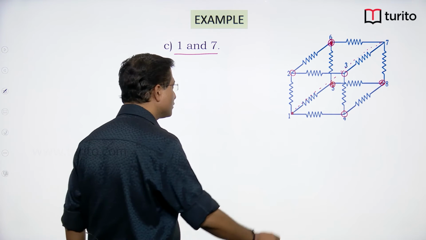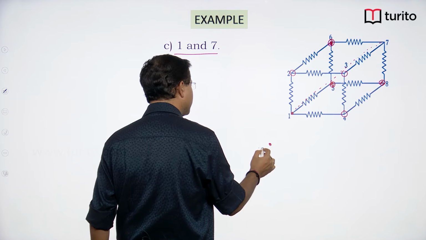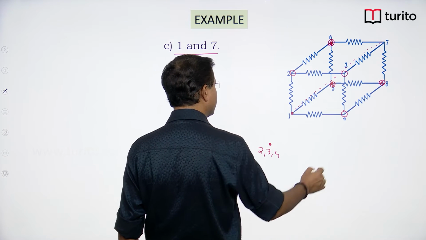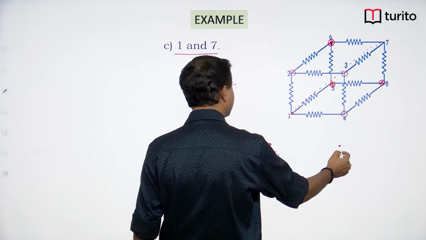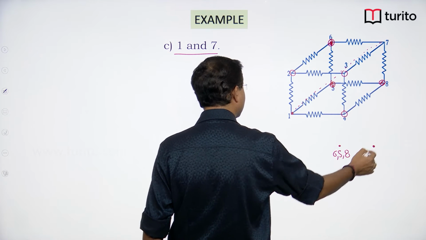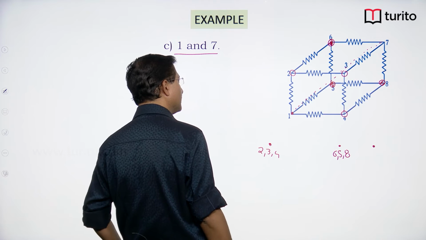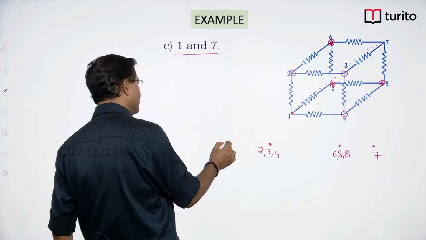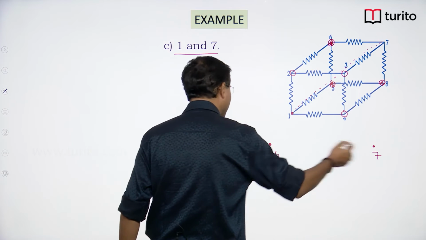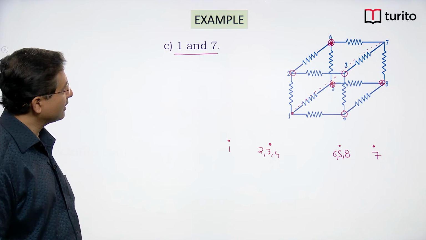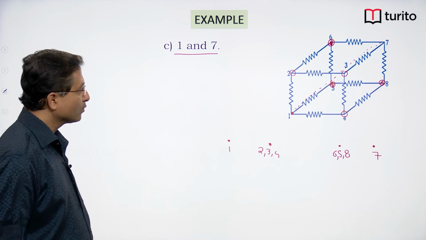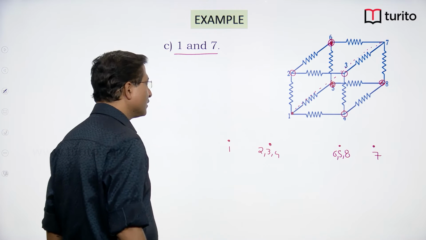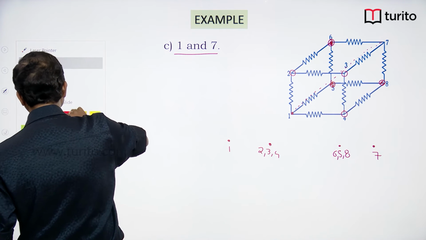So 2, 3, 4 can be considered as a single point, and 6, 5, 8 a single point, okay. And we have to reach from junction 1 to junction 7, across 1 and 7 we want. So from 1 to 2, and I have drawn this one, okay.